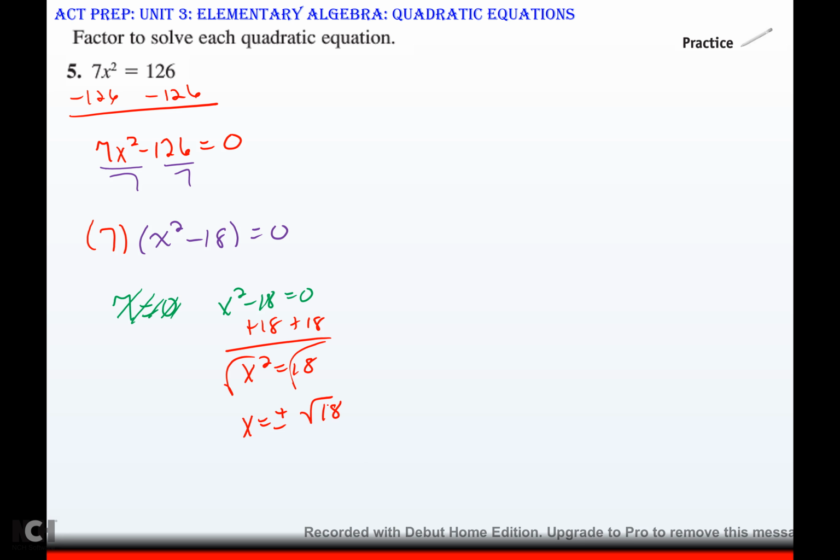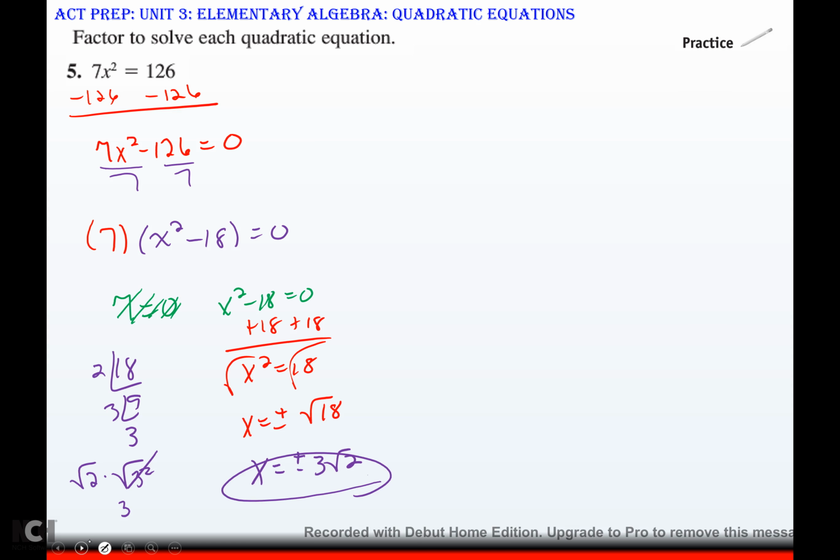Now, I don't know what the author is or what ACT's answers are going to look like. If they are decimal, then you would just type this in and get decimal equivalents. If they're radical, then you have to break this down. If I break down 18, by 2 is 9, by 3 is 3. Okay, that gives me the square root of 2 times the square root of 3 squared. Well, the square root of 3 squared is just 3. So that gives me x equals plus or minus 3 square roots of 2. This is my guess, that they're going to want you to put it in simplest radical form. Okay? Or you could go decimal.